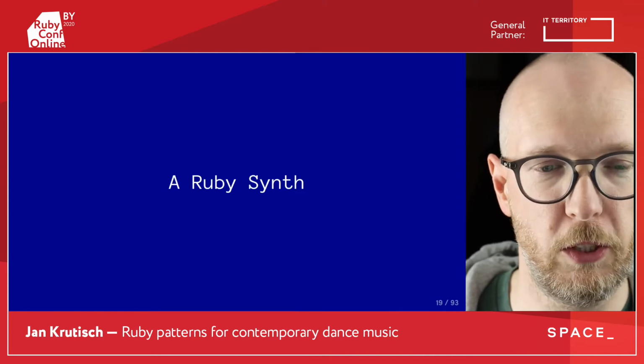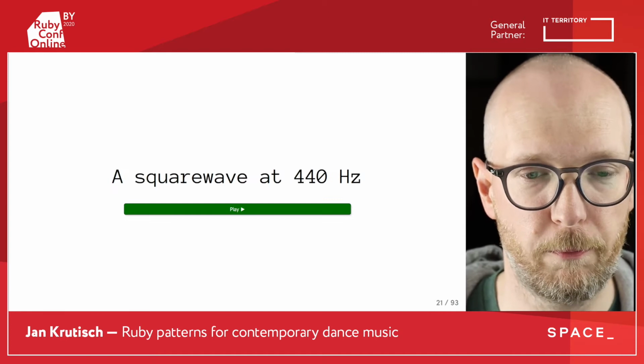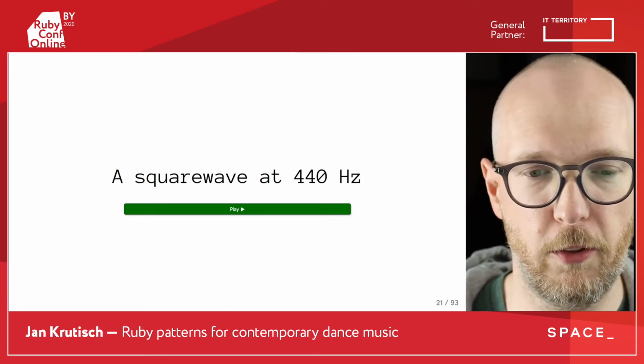So let's build a Ruby synth. You've seen this code before. It creates a square wave at 440 Hertz, and it sounds like this. You've heard it before.